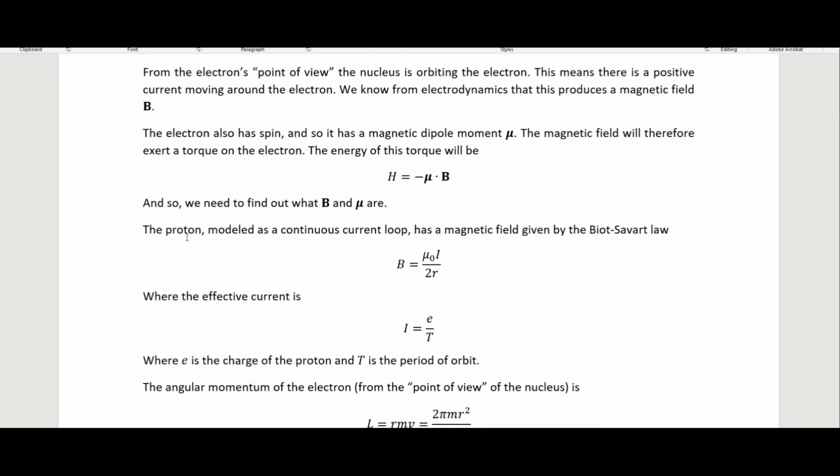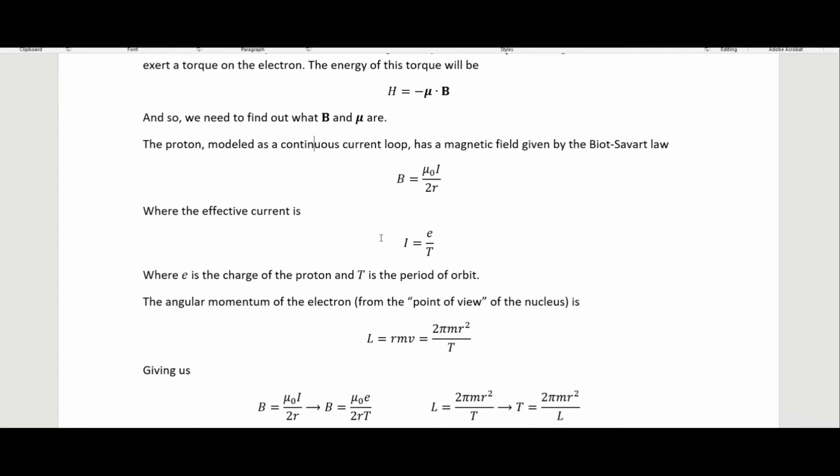are. The proton, which we can model as a continuous current loop, a loop of current going around the electron, has a magnetic field given by this law. I'm not even going to try to pronounce it. So we have B equals mu naught I over 2R, where the effective current I is equal to the positive charge over the period of the orbit. So charge per time, which is what current is.